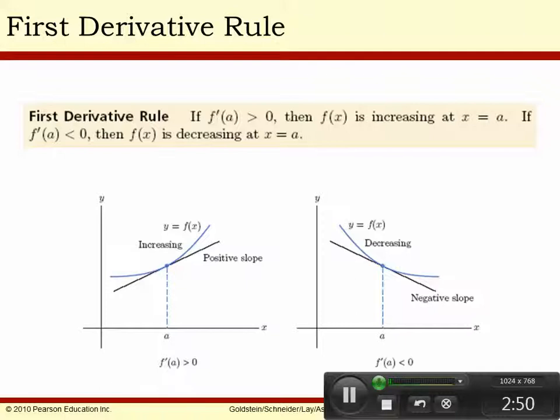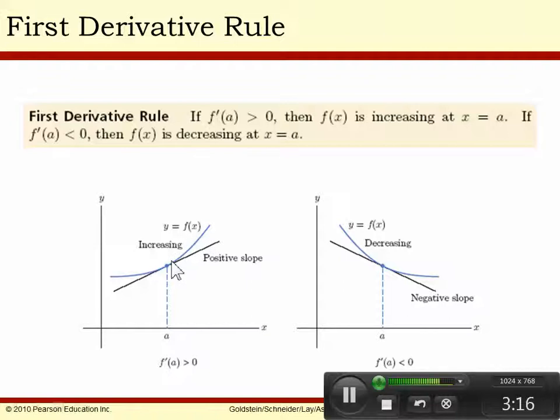All right. The first derivative rule. This is what we just said. If the derivative evaluated at a point A is greater than 0, then f of x is increasing at A. Okay? So if this first figure over here, if this function is going up, that means the tangent line at any point of the curve has a positive slope. So this function is increasing.